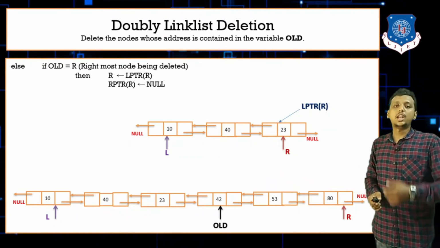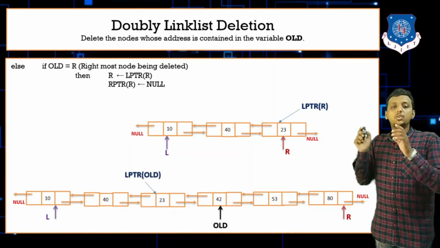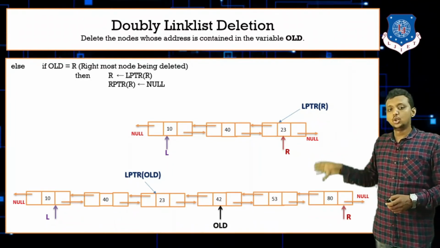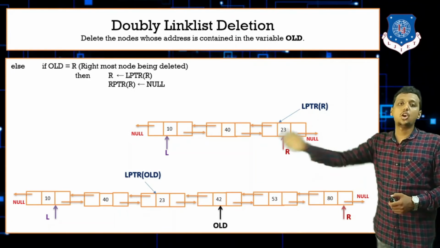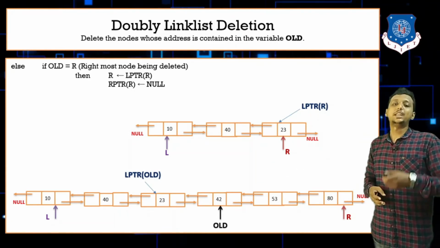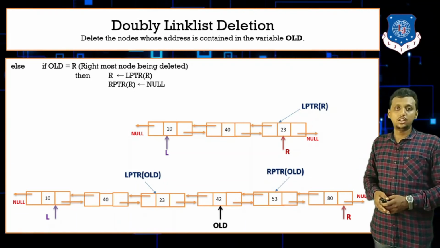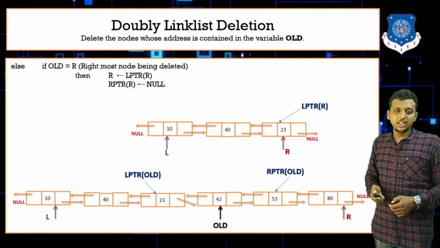Fine. So let's do it. Before connecting any link students, what we need is the name of those nodes. We know the name of the 42 is old. Then what is called the left side of the 42? LPTR of old. And what is called the right side of the 42? RPTR of old. Fine. So our task is done. What to write in the else condition?